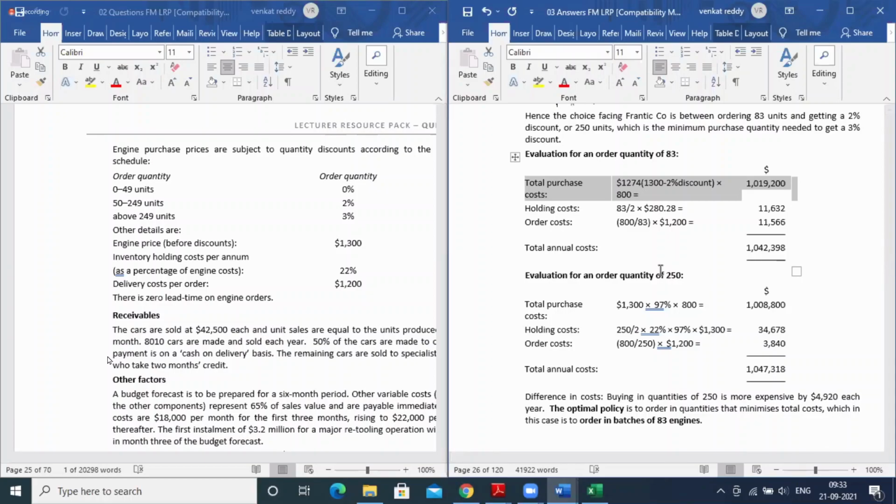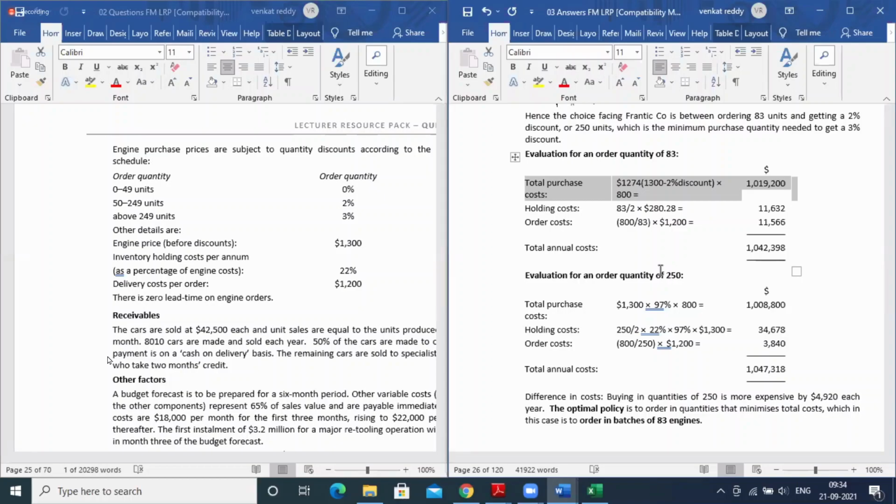Once again, I repeat, holding cost. The holding cost they gave is 22%. Now we should calculate the annual holding cost. How to calculate it? Here we got the holding cost as 280.28, right? And this 280.28 is per unit. So 280.28 into the average value, 83 our EOQ divided by 2. That will be our holding cost.